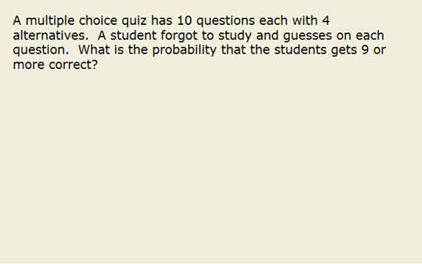If the student is guessing on each question, we could think of each question as being a trial, and the probability of getting a question right stays the same at 1 out of 4. We could also think of these questions as being independent since the student is guessing on every question.